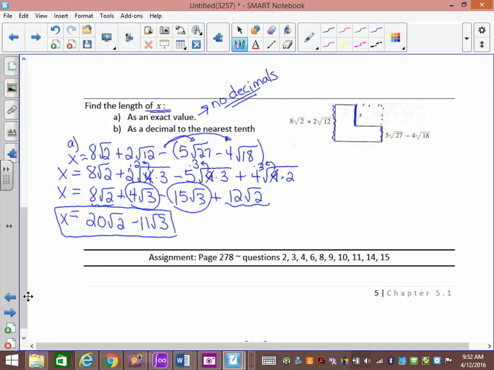Now, B says as a decimal to the nearest tenth. Go 20 root 2 minus 11 root 3 in your calculator, and you get 9.2.